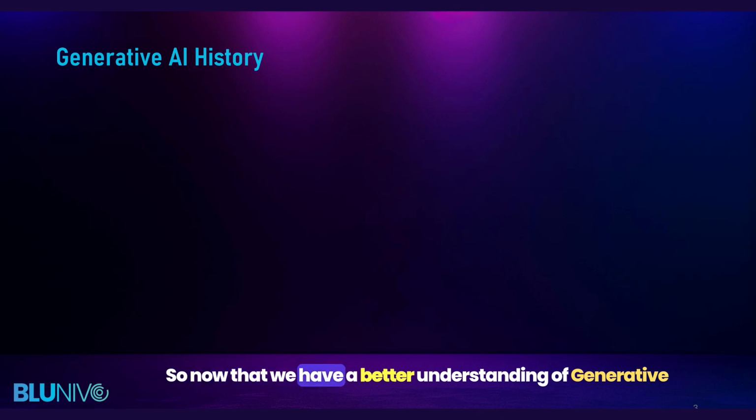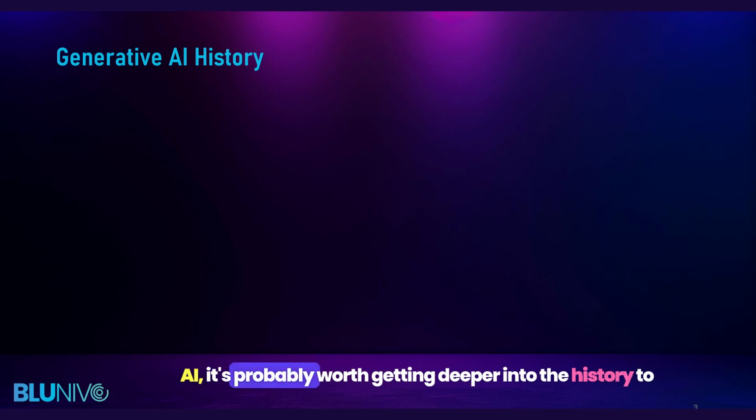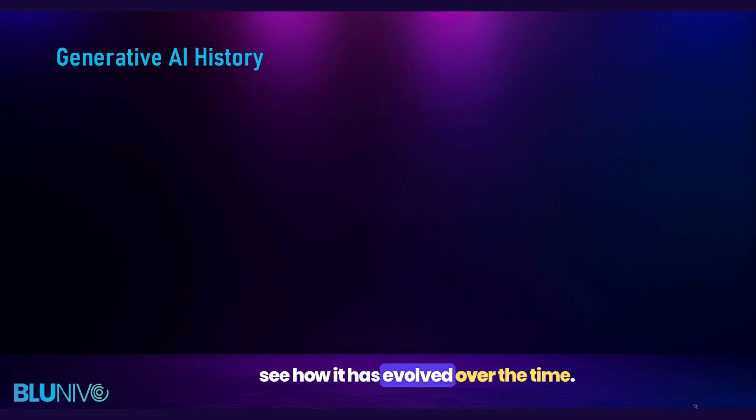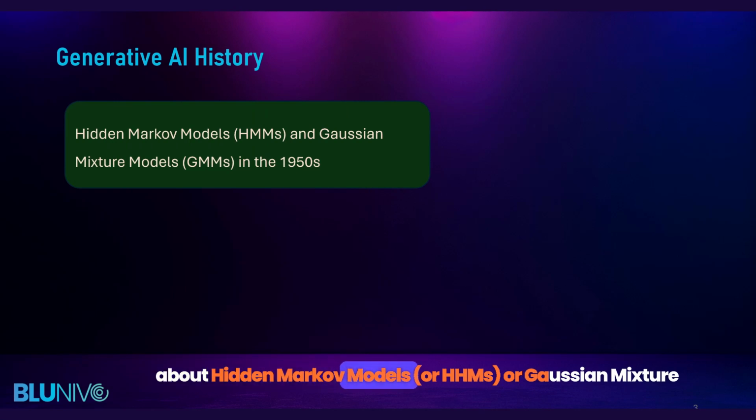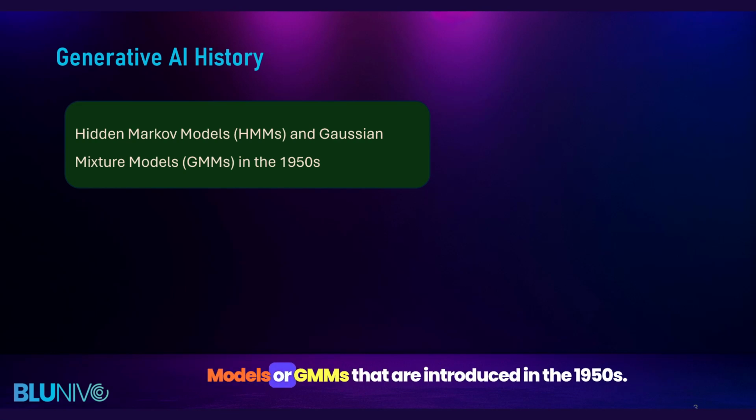Now that we have a better understanding of generative AI, it's probably worth getting deeper into the history to see how it has evolved over time. So I'll probably start with the early foundations. When we talk about early foundations, we talk about hidden Markov models or HMMs, or Gaussian mixture models or GMMs, sorry, that were introduced in the 1950s.